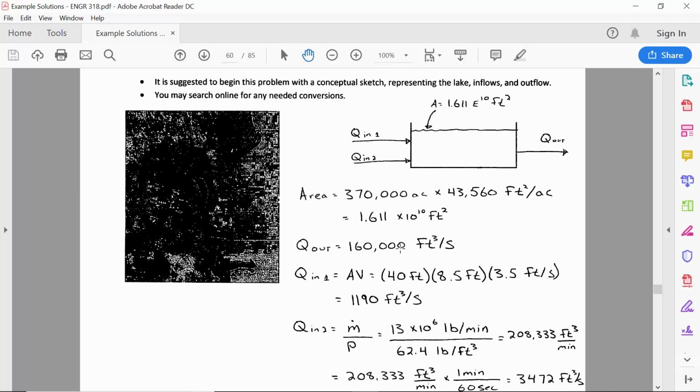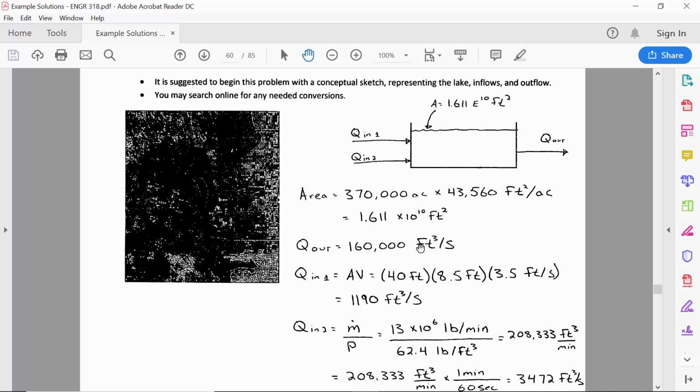Okay, we know the area of the lake, and so here's our area, and we know the flow rate out is 160,000 CFS, and there are two streams coming in. One of them we can get just from Q equals AV. If we know the width and the depth of the river and its average velocity, then we get that the flow rate in is 1190 cubic feet per second.